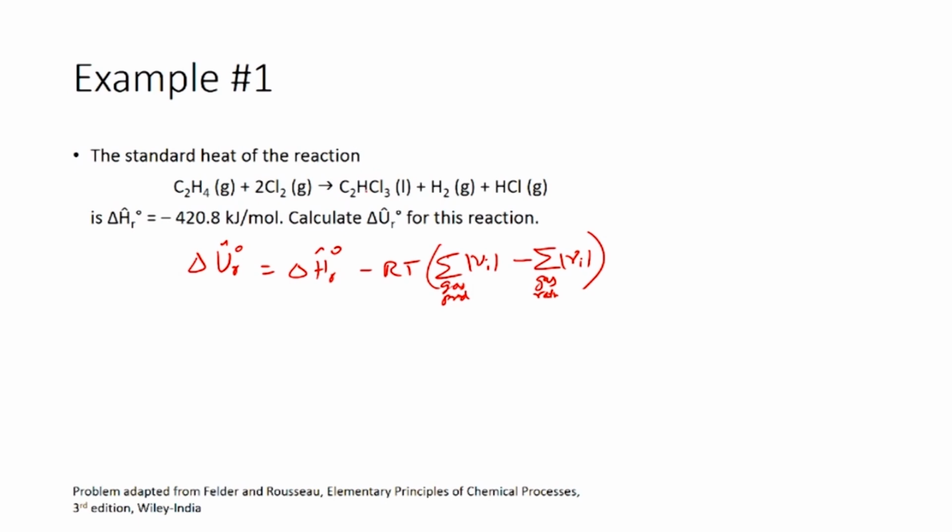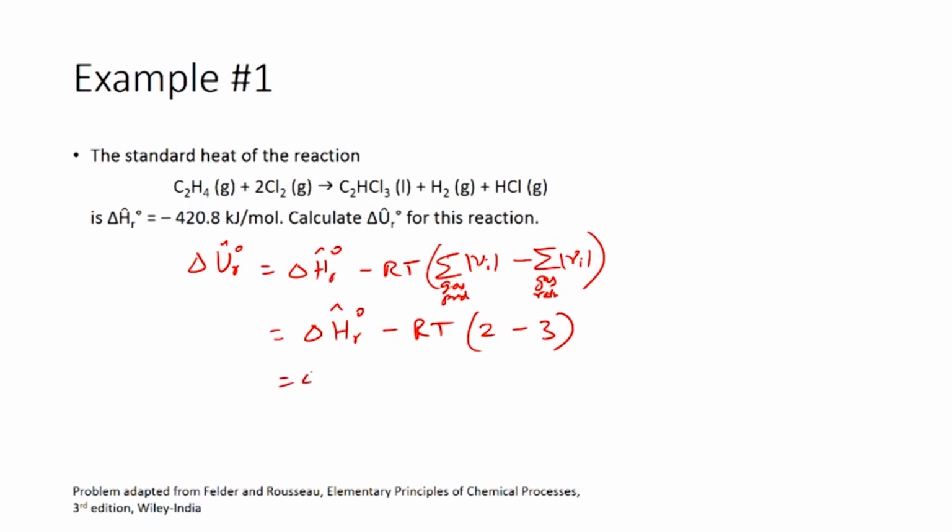Let us identify the stoichiometric coefficients of the reactant and product gases. The product gases are hydrogen and hydrogen chloride. These have stoichiometric coefficients of 1, so the summation is 2. Similarly, you have stoichiometric coefficients of 1 and 2 for the reactant gases, so the summation is 3. The equation then becomes delta H_R cap minus RT times 2 minus 3.